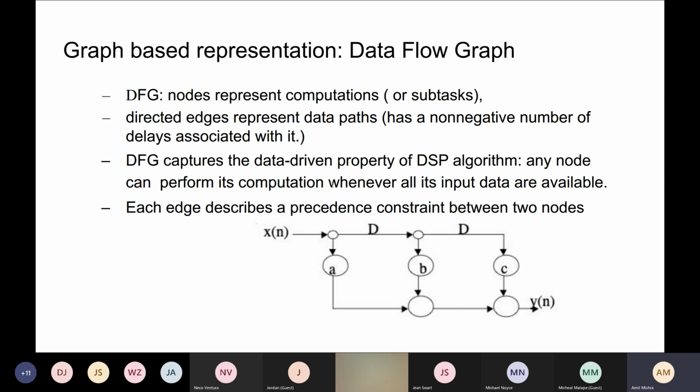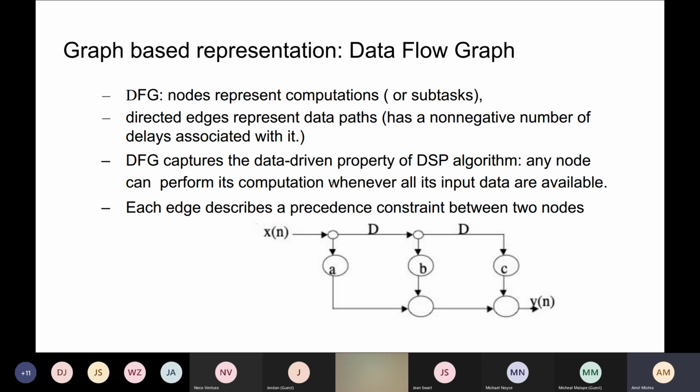It's called a data flow graph. In a data flow graph, the nodes represent computations. They can be big or small computations, can be a function, subtasks. And the directed edges represent the data path.